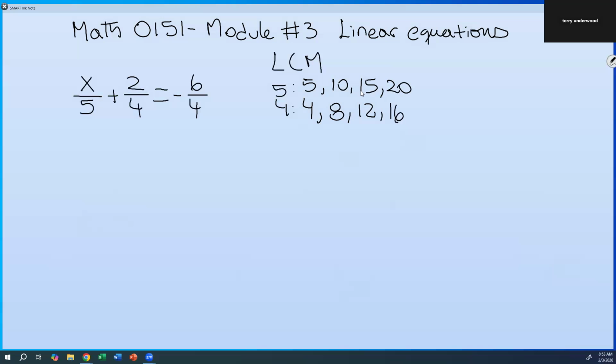We don't have two numbers that appear in both lists. And 5 times 5 is 25. And 4 times 5 is 20. And you stop there because you find your least common multiple. 20 appears in the list of multiples of 4, but 20 also appears in the list of multiples of 5. And that is my LCM, it will be 20. So I have to multiply everything in this equation by 20.